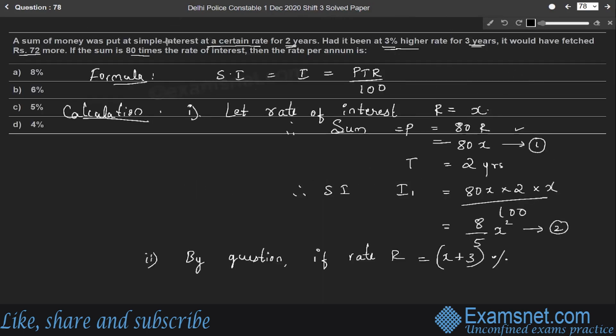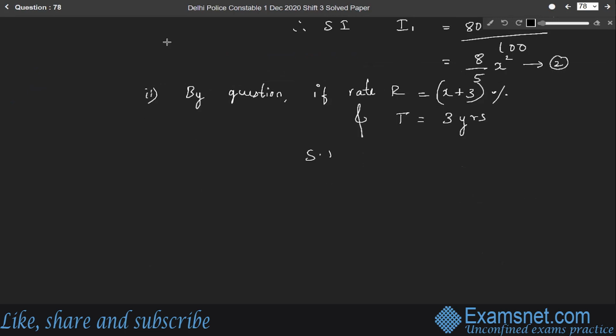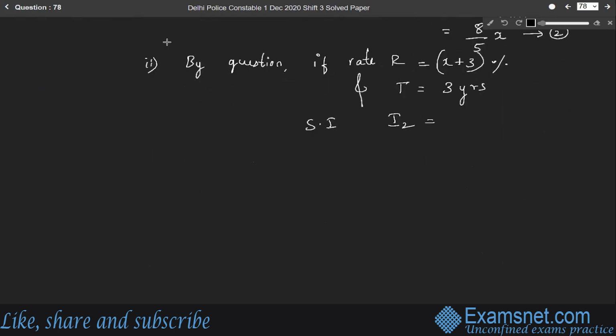So had it been 3% higher rate for 3 years, then time is equal to 3 years. Simple interest I2 becomes again PTR by 100. Here the principal amount is the same, 8x, into T is time, and R is x plus 3 by 100.